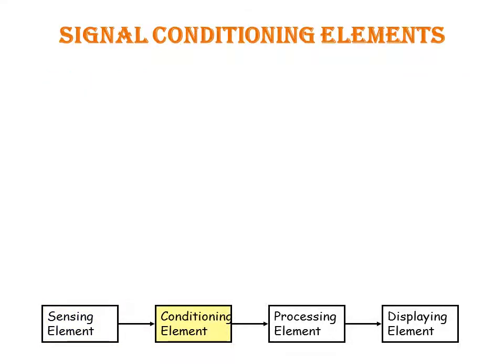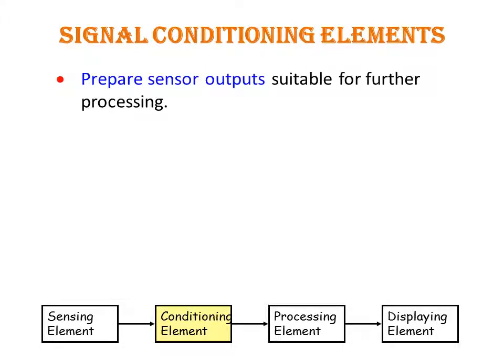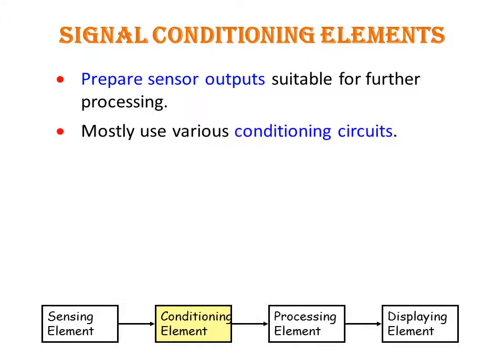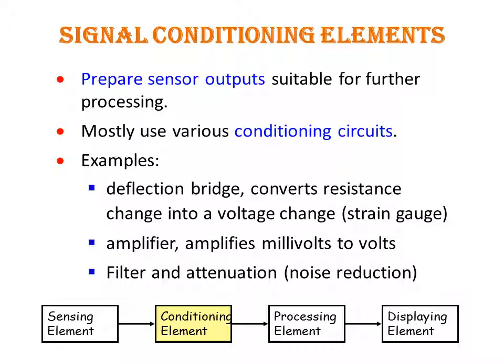Now, the second basic block is the conditioning element. This conditioning element prepares the sensor output for further processing. The signal output which we get from the sensors must be conditioned. We cannot give it directly to the processing element. It has to be conditioned. So we make use of certain circuits to do this conditioning.